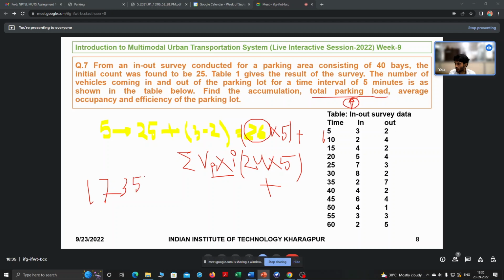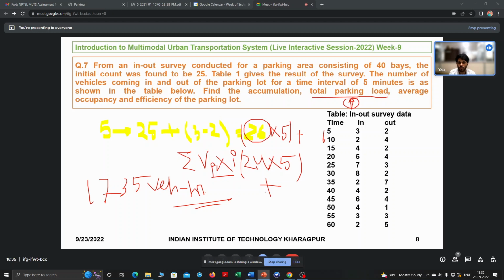1735, when your parking load is kind of vehicle hour kind of thing, right? So now you need average occupancy. So what is average occupancy? Occupancy and efficiency are usually the same thing, and it is equivalent to the parking index, right?